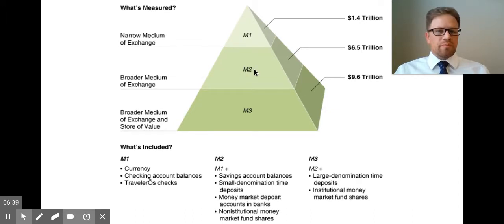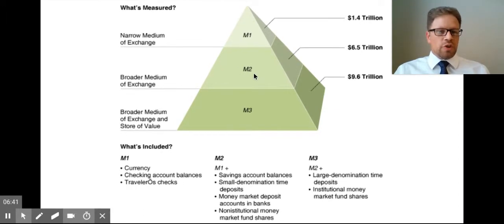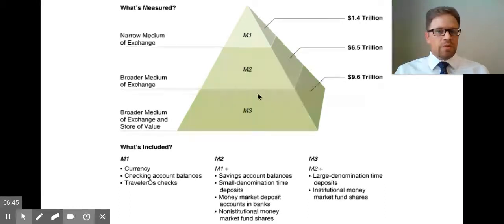M2, that's not in M1, you can turn into money usually in a matter of hours or a day tops. M3 could take days, weeks, possibly months, depending on where you had your money.